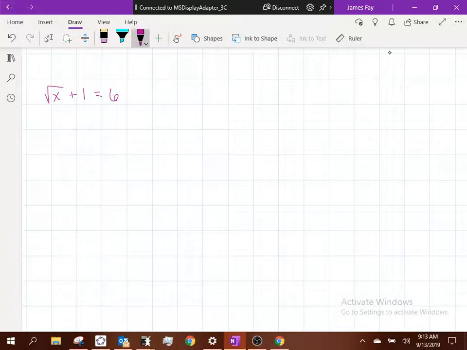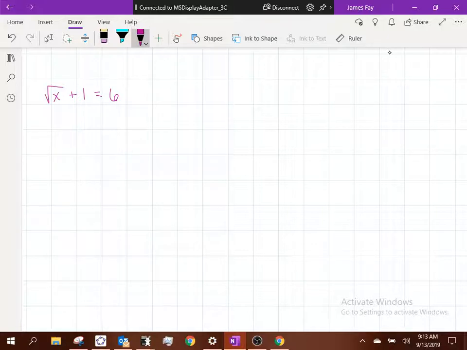Okay? If I get down here, I'm going to do first times first, which is going to be just x. But then outside times outside and inside times inside, and when I add those, I'm going to get 2 radical x's, right? And then last times last gives me 1, equal to 36. What was the purpose of this squaring here at the beginning? It was to get rid of the radical, right?